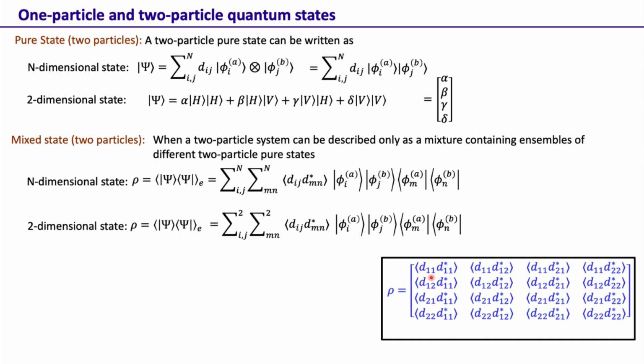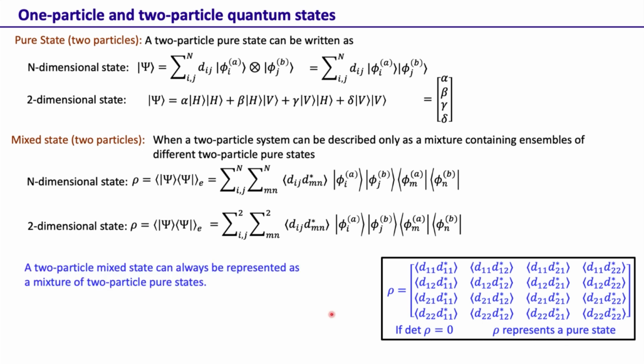And if we write it explicitly, the two particle two-dimensional mixed state can be written like this, where all these are just the ensemble averages. So that's a 4 by 4 density matrix. Of course, when we have this two-dimensional two particle pure state, that's just a 4-dimensional column vector, but this is a 4 by 4 density matrix with which we can represent a two-dimensional two particle mixed state, that's a generic state. If the determinant of this rho is 0, then of course rho represents a pure state.